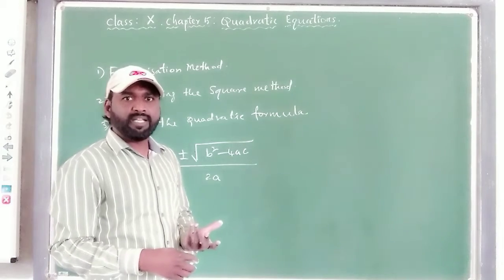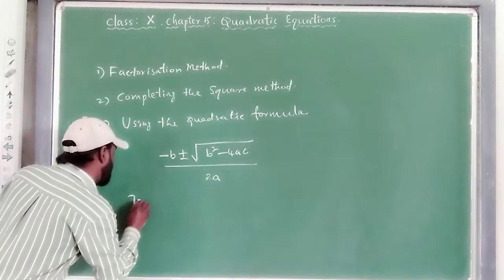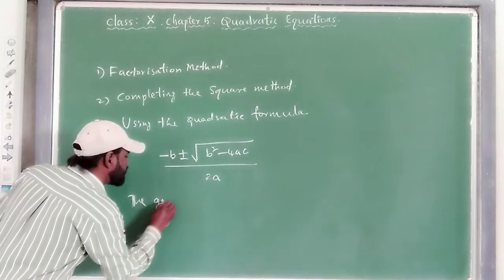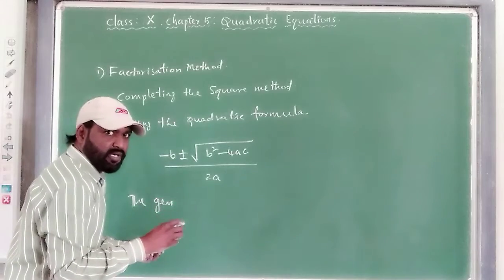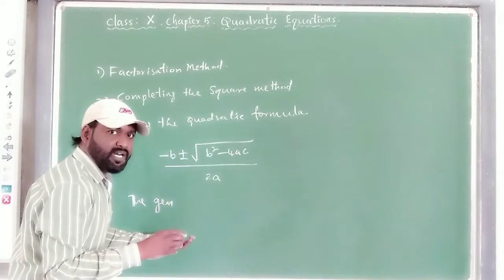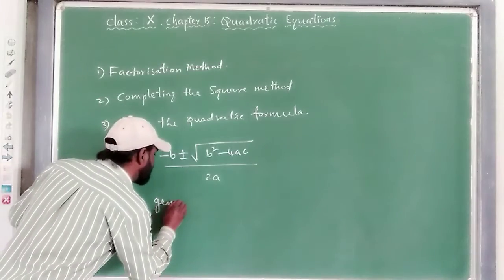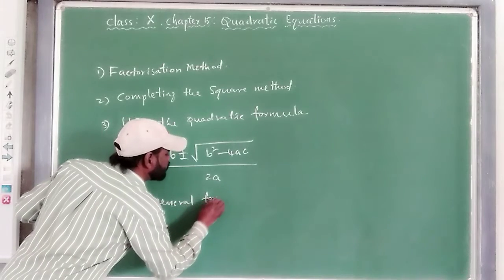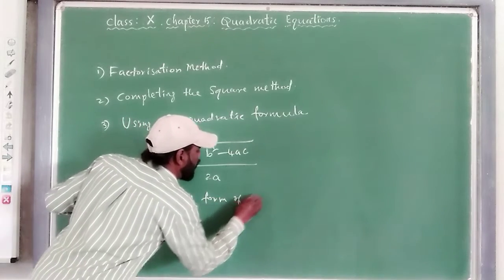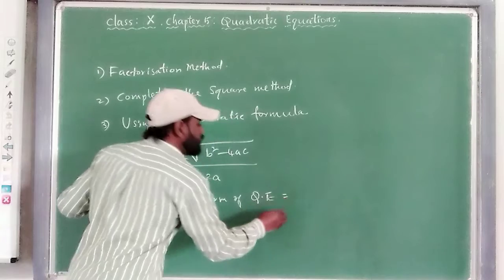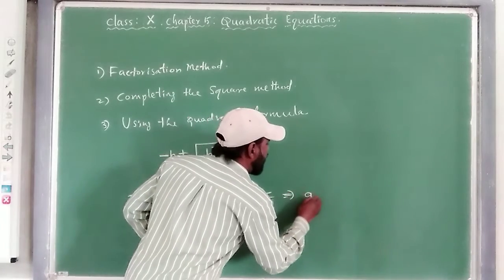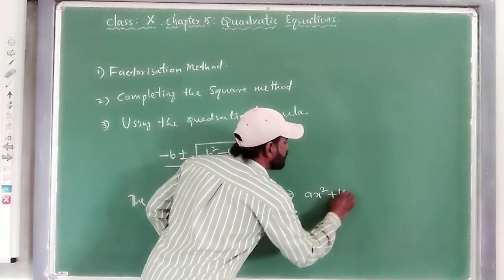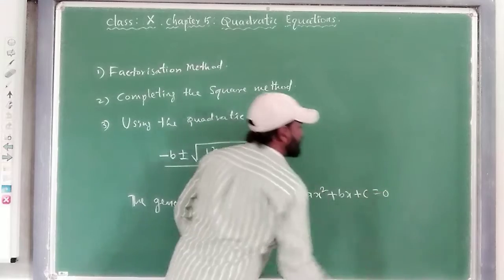What is the general form of the quadratic equation? Yesterday, in our previous session, we learned the general form of the quadratic equation. The general form of a quadratic equation is ax square plus bx plus c is equal to 0.